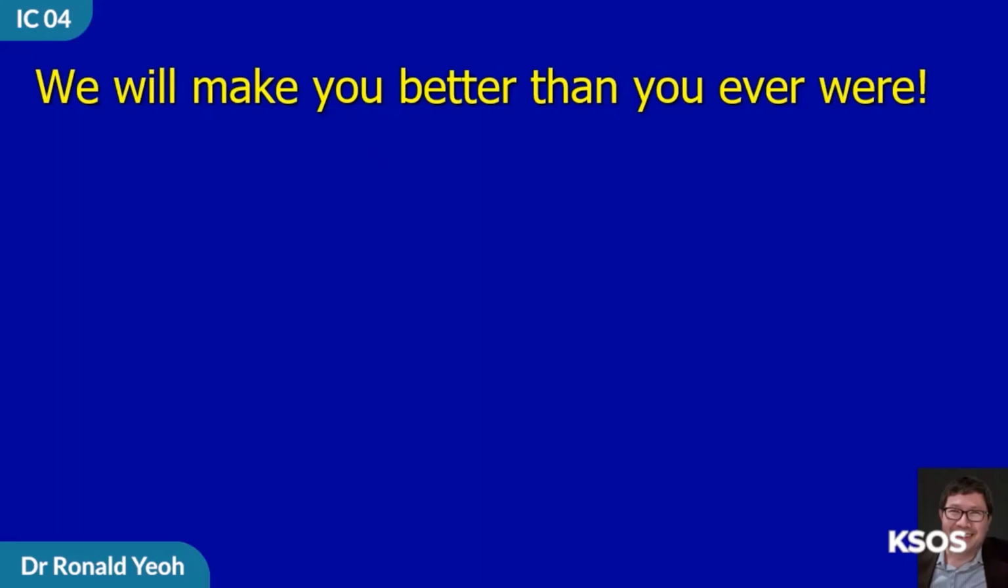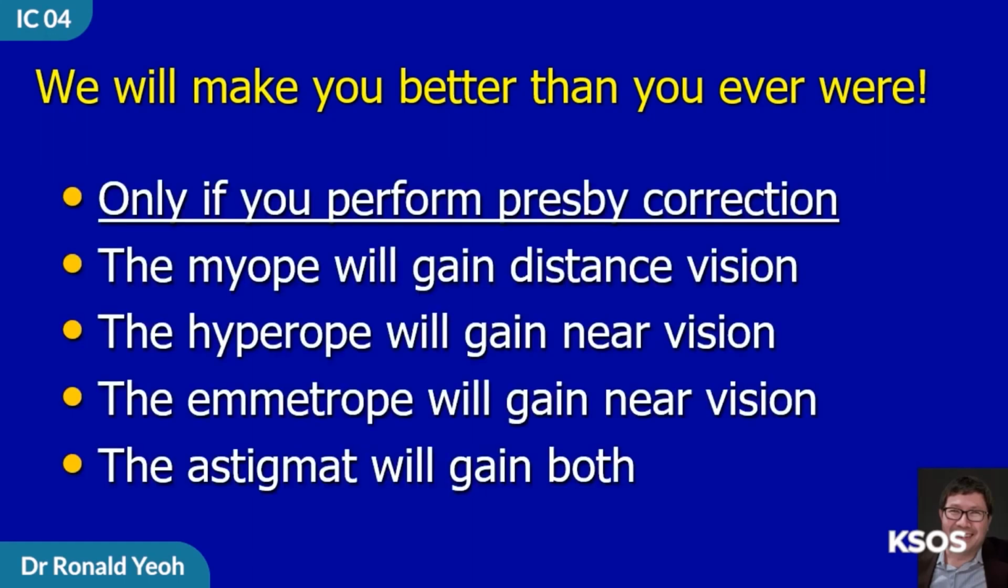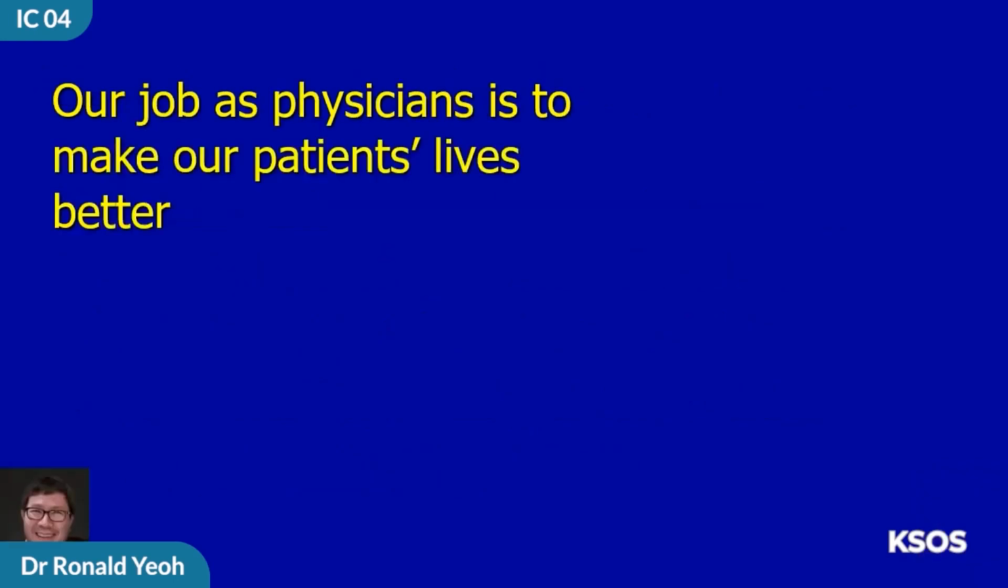And I tell them, well, this is because we will make you better than you ever were since you were a young person. How so? Well, this is so only if you choose to perform presby correction. For example, the myope will gain distance vision, the hyperope will gain near vision, the emmetrope will gain near vision, and the astigmat will actually gain both.